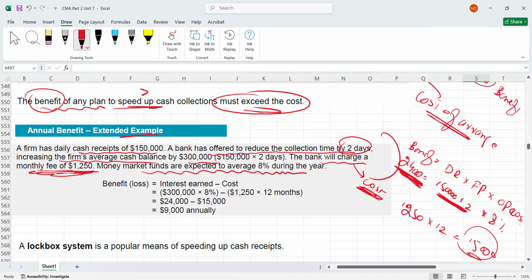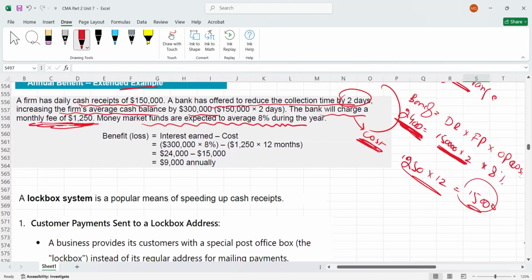Okay. So cost is 15,000. Now, guys, please remember here, if you just compare 24,000 with this 15,000, your benefit is more. So it means you should go for what? For the reduction of float period. You should agree with the bank.